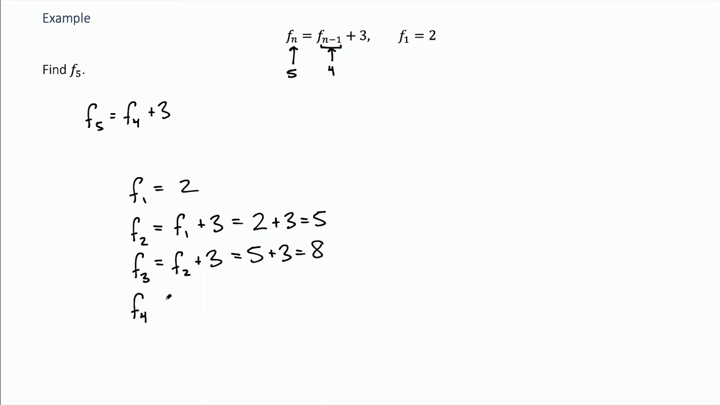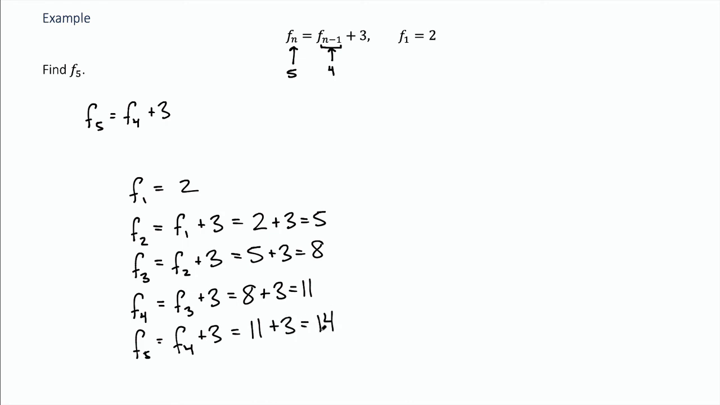To find f4, well, that's when n is 4. I have f3 plus 3. And f3 is what I just found. That's 8 plus 3, which is 11. And finally, we can find f5. And we already know, well, f5, that was f4 plus 3. And f4 is what we just found, 11. So 11 plus 3, which is 14. So using that recursive formula, we were able to get f5.